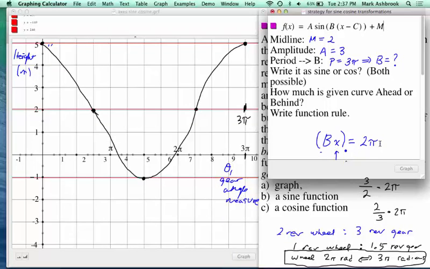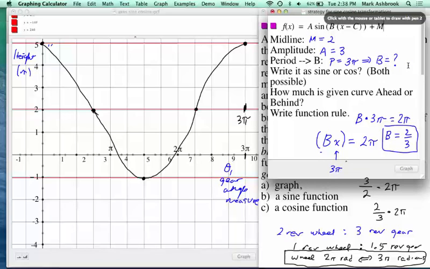And so we want a full cycle to be when our input hits the period, which is 3 pi, right? So if we were to put in 3 pi, we need the argument to be 2 pi. And so we're asking what value of b does that. So b times 3 pi equals 2 pi, so b equals 2/3. That's the coefficient that will give us a period of 3 pi, because when the input is 3 pi, then that argument will reach 2 pi and we'll get a cycle. So b is 2/3.